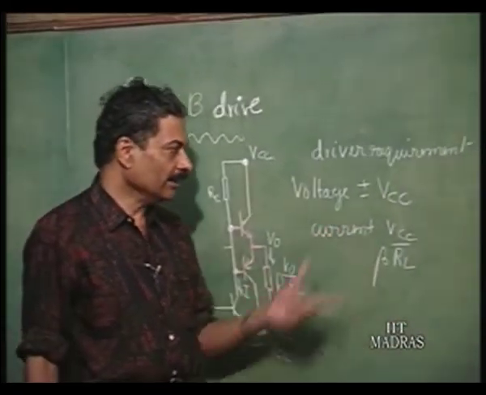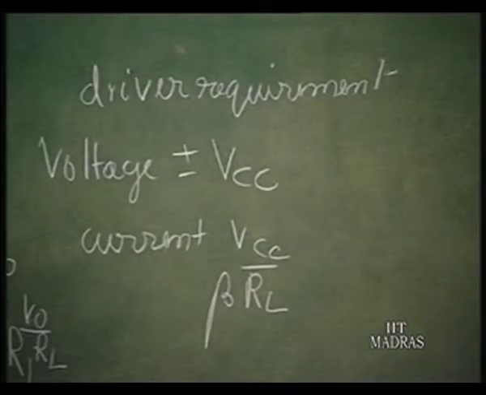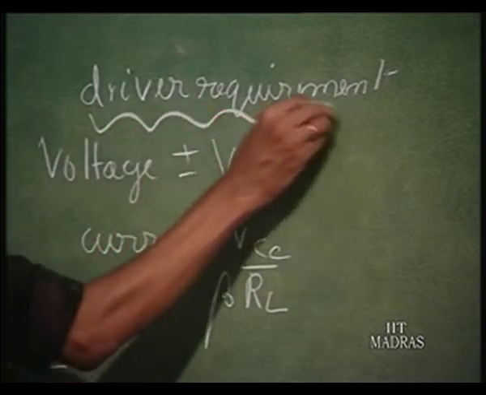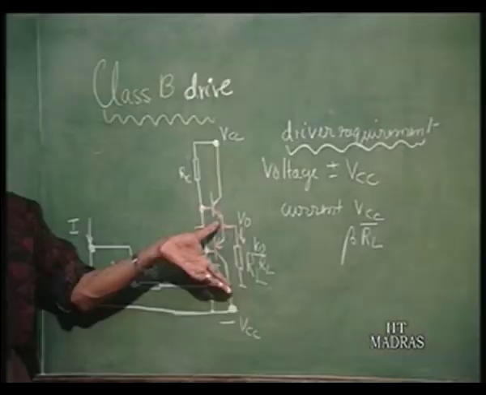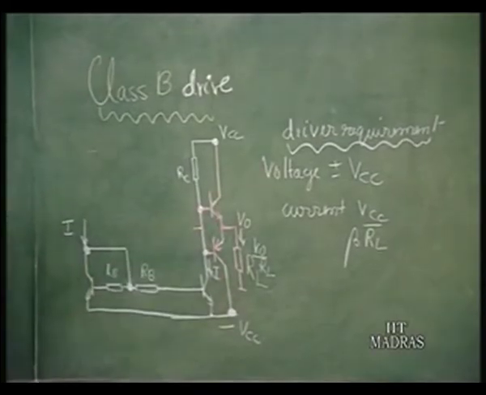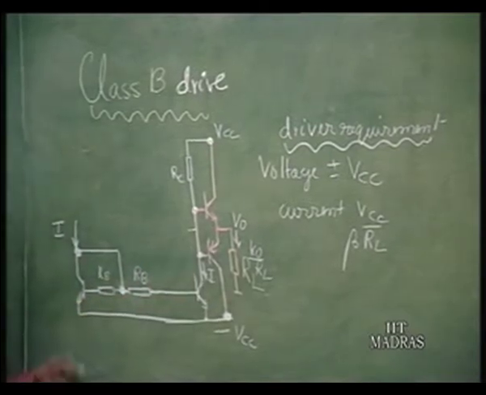So, the current swing should be VCC by beta RL, maximum current swing. Now, this is the driver requirement, okay. That much is demanded by the output stage. Now, driver is a common emitter amplifier. I have biased it using a current mirror here.